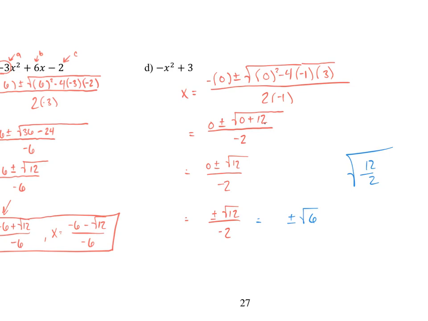So for now, because we haven't learned how to simplify these radicals yet, I'm just going to write my two answers as positive radical 12 over 2, and negative radical 12 over 2. And those are your roots.